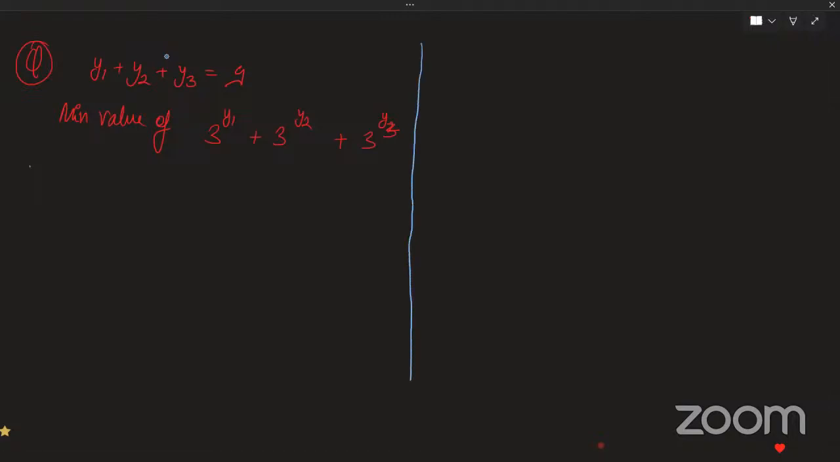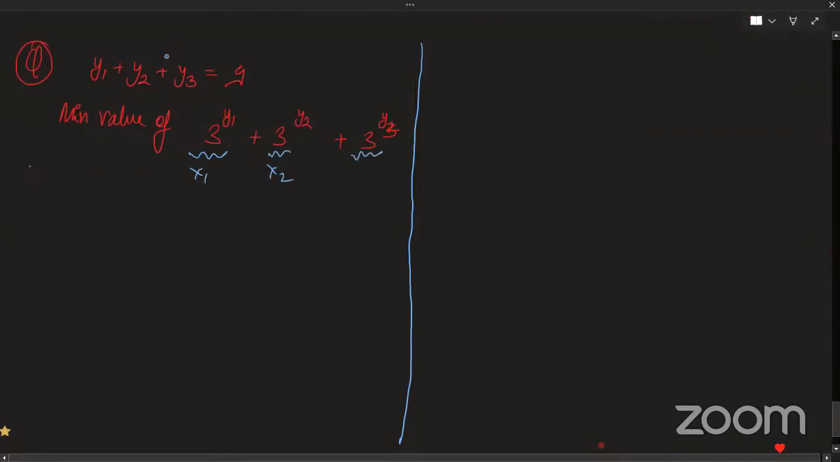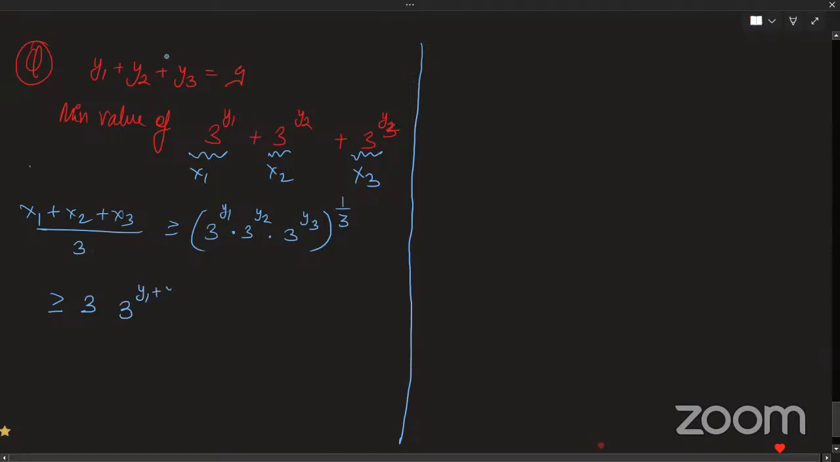Yeah, it is really simple. Just think of 3 raised to y1 as x1, 3 raised to y2 as x2, and 3 raised to y3 as x3. Then x1 plus x2 plus x3, whole divided by 3, is greater than or equal to x1 into x2 into x3, that is 3 raised to y1 into 3 raised to y2 into 3 raised to y3, whole to the power of 1 by 3. So the minimum value of x1 plus x2 plus x3 is 3 times 3 raised to y1 plus y2 plus y3, whole raised to 1 by 3, right?